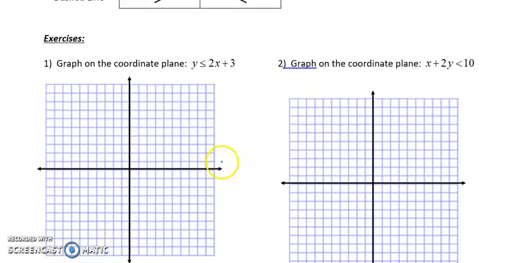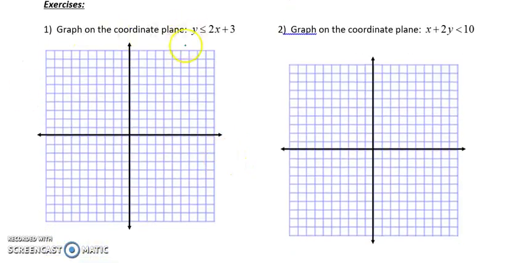So for number 1, I'm going to use the same 0, 0 test, but I'm also going to show you the shortcut. There's a shortcut way to do this. What you're going to do first is draw 2x plus 3 using slope-intercept. So let's go ahead and do that. Put a dot on 3 on the y-intercept, and then we're going to do 2 over 1. Always write the slope as a fraction. So 2 over 1 is right here.